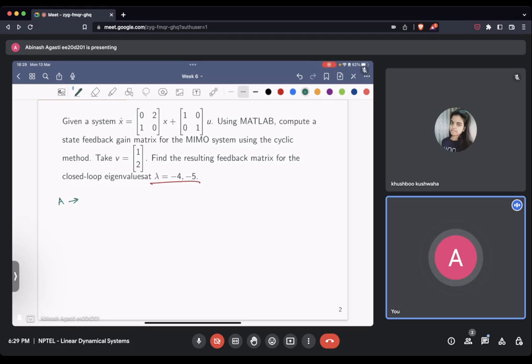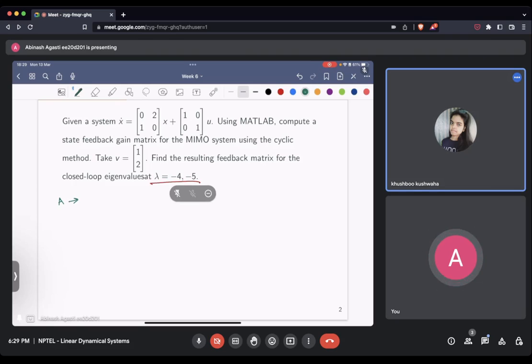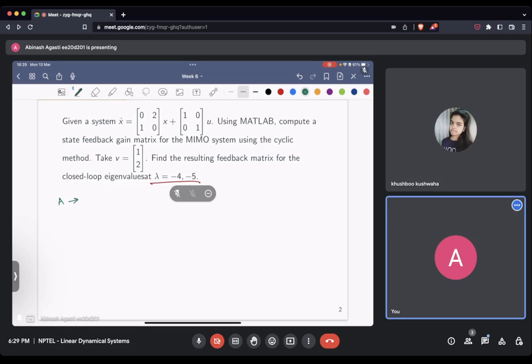How do we do that? First, tell me what are the eigenvalues. Yeah. First, let us find the eigenvalues of A. Sir, plus minus root 2 i. Plus minus root 2 i. So does that mean the matrix is cyclic?